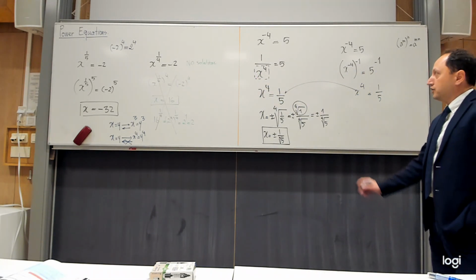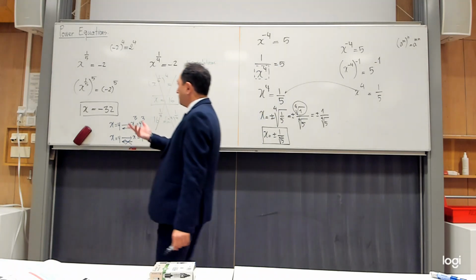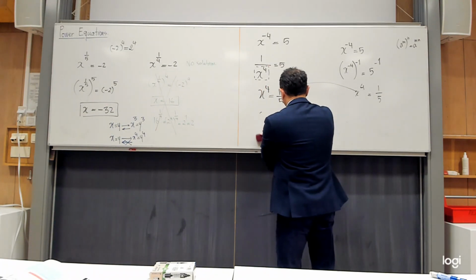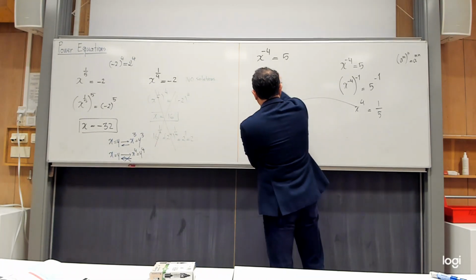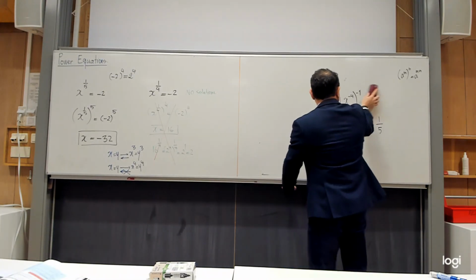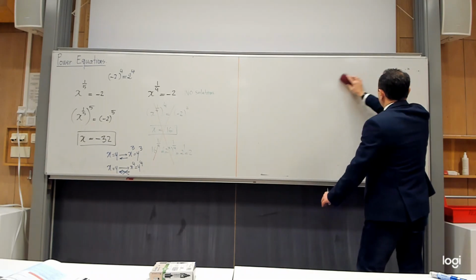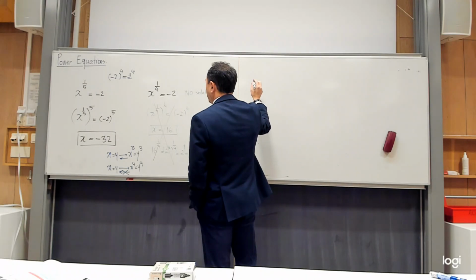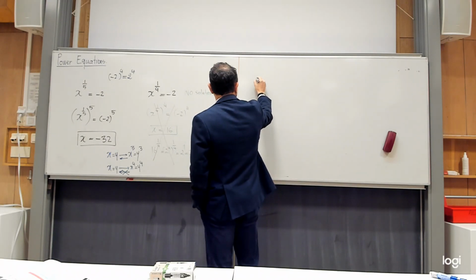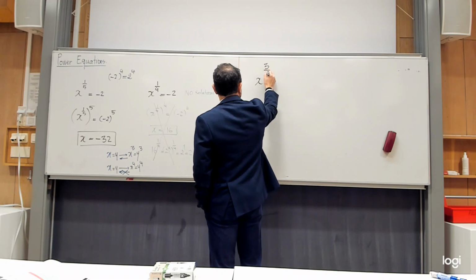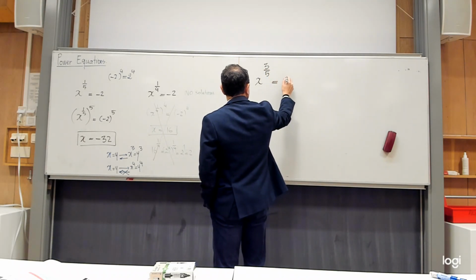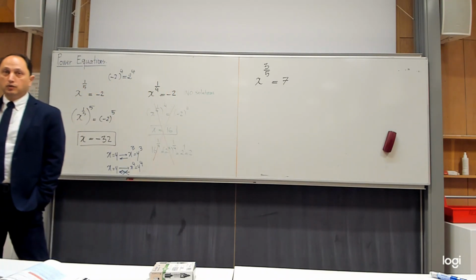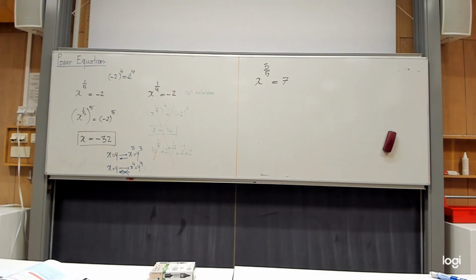Okay, but let me forget about these tricky parts. In principle, if I want to solve it, you know what to do. Yes? So let me ask you this question. What do you think will happen if I ask you this equation? X to the power of 3 over 5 is equal to 7. If you want to find x, what is the answer?